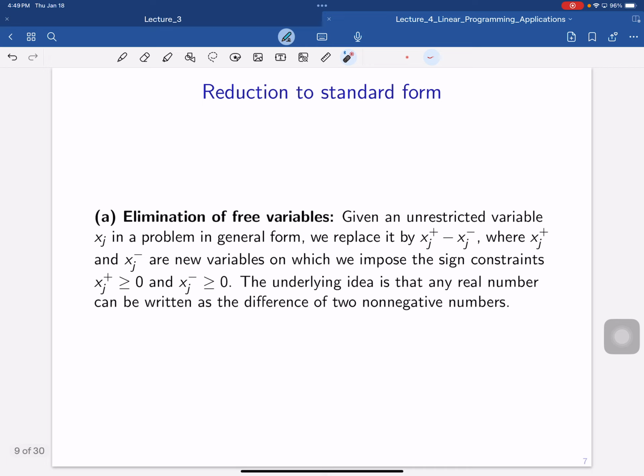Then the way you do that is to split this unrestricted variable into two parts. You call them xj plus and xj minus. You can always replace a free variable by xj plus minus xj minus, where xj plus and xj minus are both non-negative. Since those two non-negative variables can be chosen freely, this difference will represent any unrestricted variable. Okay, let's spend some time to absorb that.